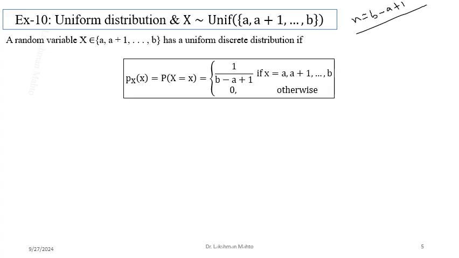So that's where this distribution is given here. If x is distributed uniformly, then what is the probability mass function? The probability of x is 1 by b minus a plus 1 when x is either of these, a up to b. If you are taking x outside this list of numbers, the probability is 0. We are not bothering about that. So that's why we call it uniform discrete distribution. Here all these are discrete numbers. This is the last discrete distribution.